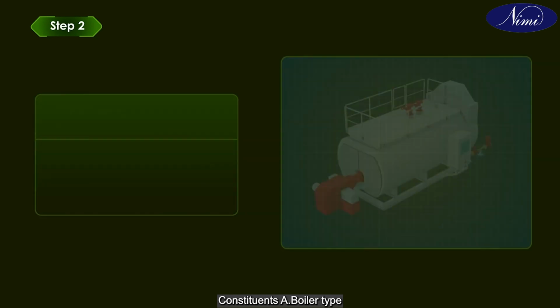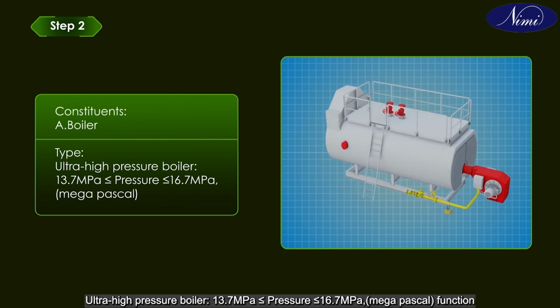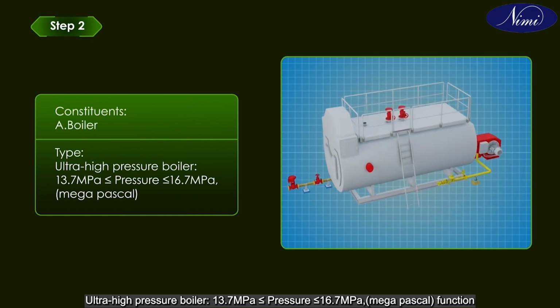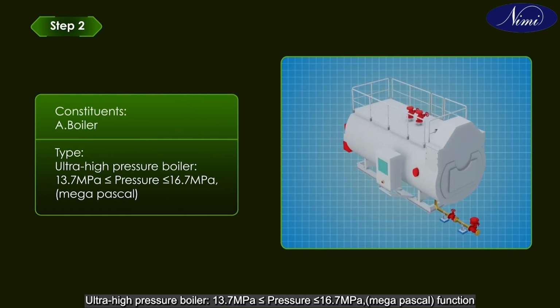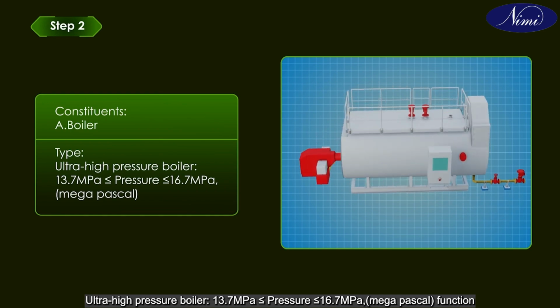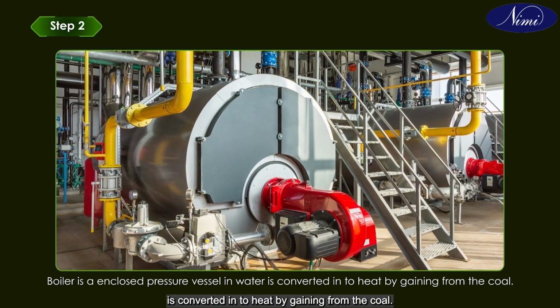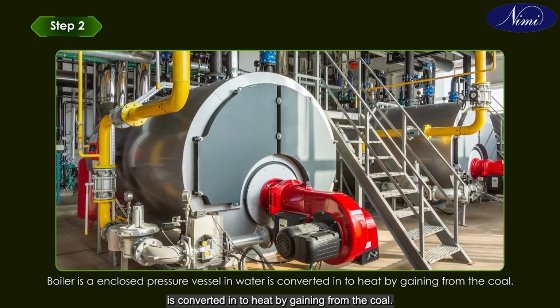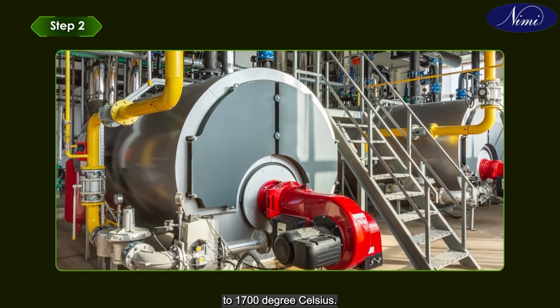Constituents: A. Boiler. Type: ultra high pressure boiler, 13.7 megapascal less than or equal to pressure less than or equal to 16.7 megapascal. Function: a boiler is an enclosed pressure vessel in which water is converted into steam by gaining heat from the coal. Here, combustion takes place at 1300 to 1700 degrees Celsius.